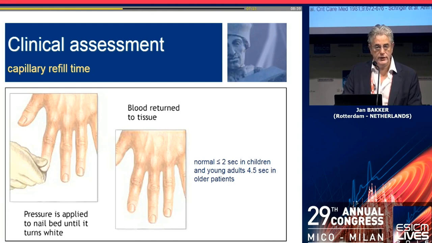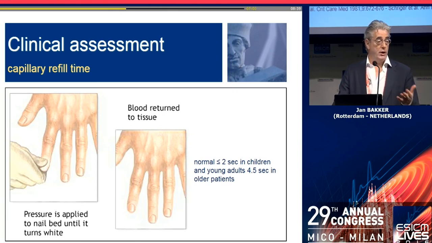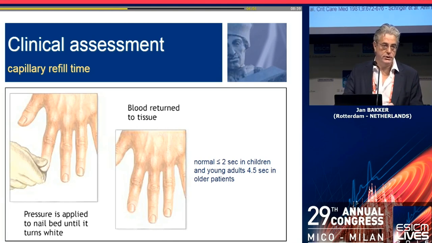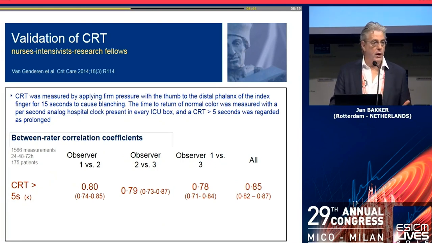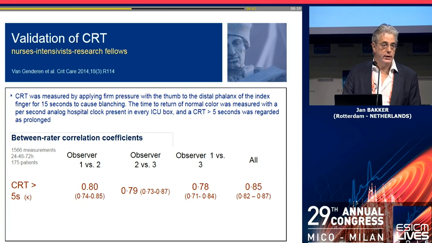You press the index finger for 15 seconds, and so the nail bed becomes very white. Then you release, and then you look at the return of the color in the nail bed, and you count 1, 2, 3. If it's 4 seconds or more, it's abnormal. That's how we use it and validate it in clinical practice. Then your chances of morbidity and mortality are significant. It's very well to use it even in people that hardly know how to do it.